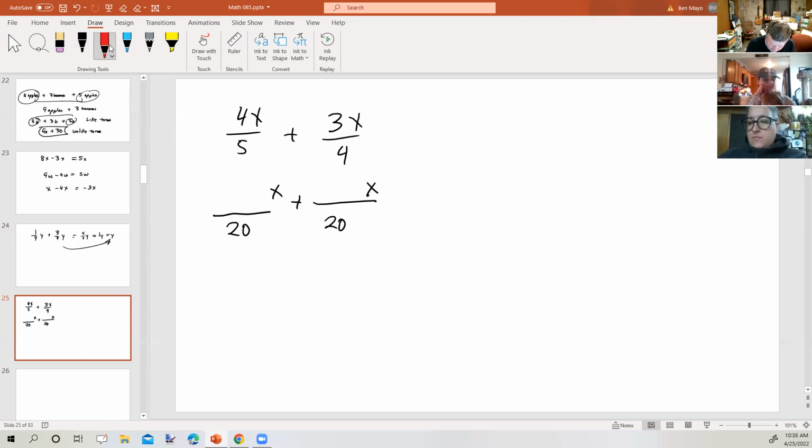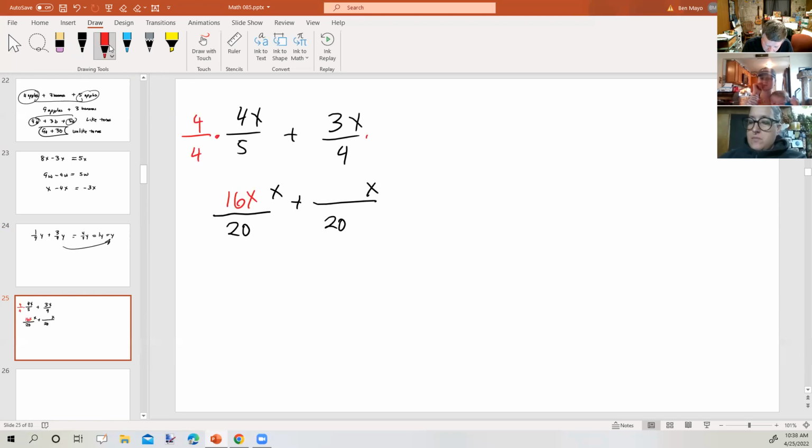To get from 4/5 to something over 20, well, 4 times 5 is 20. 4 times 4x is 16x. So 4/5 x becomes 16/20 x. Any questions there?